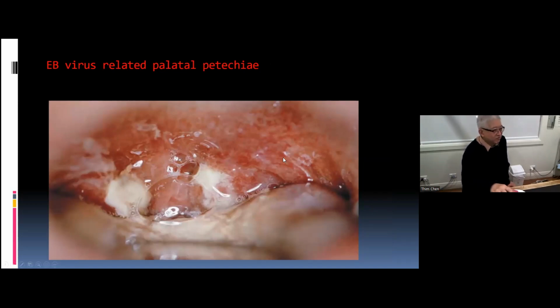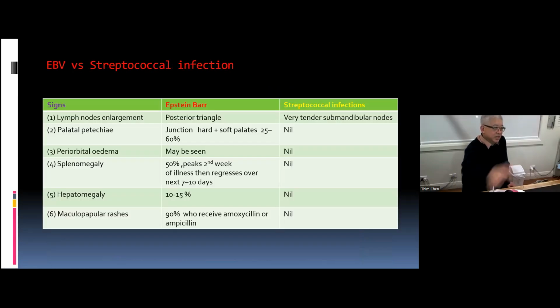So you really can't differentiate, and sometimes we are pressurized to start antibiotics. So there are petechial hemorrhages here, petechial spots on the palate. There's not much of a difference between, see, this and this. There's not much of a difference. So I made up this table about, I don't know, 15 years ago, I think I made this up.